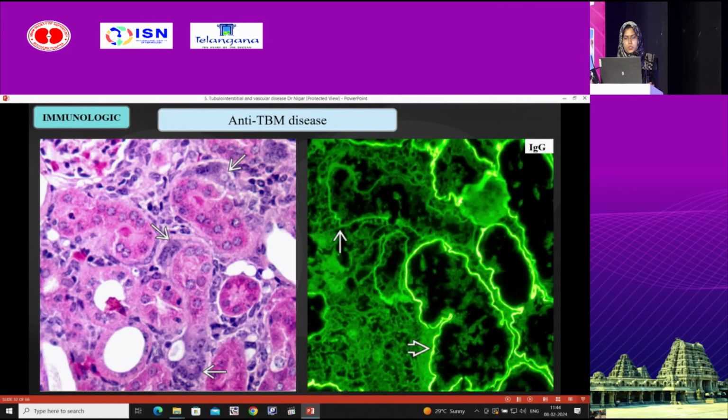Anti-TBM disease shows autoantibodies against the TBM. On light microscopy, they show interstitial inflammation, IFTA, and injury, and the infiltrate can sometimes show these multinucleated giant cells adherent to the TBMs. The typical IF shows linear staining along the TBMs for IgG and C3c.